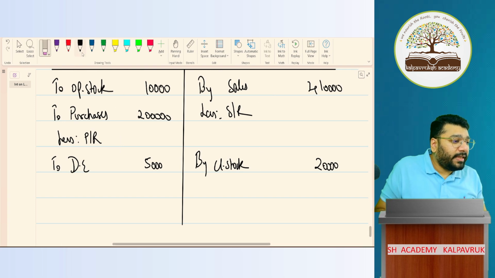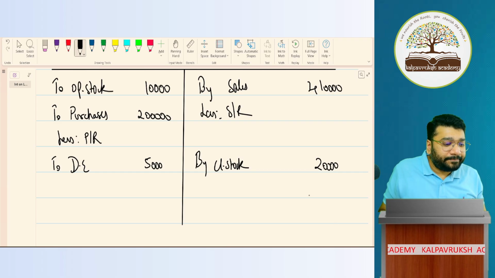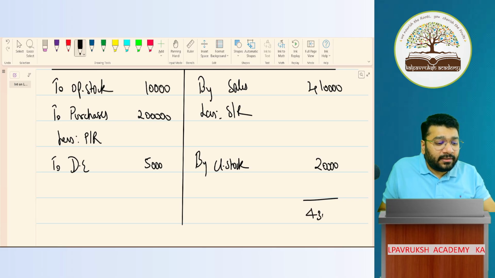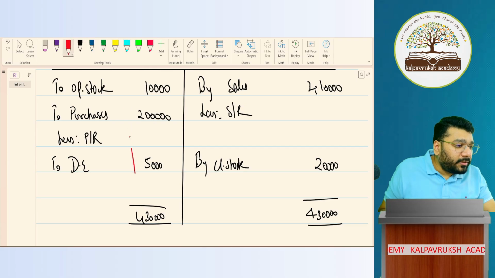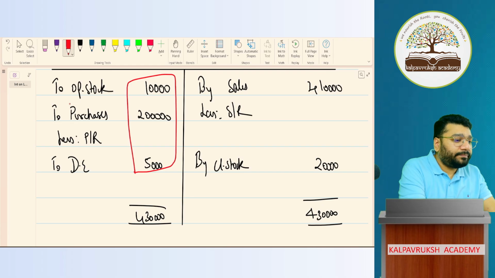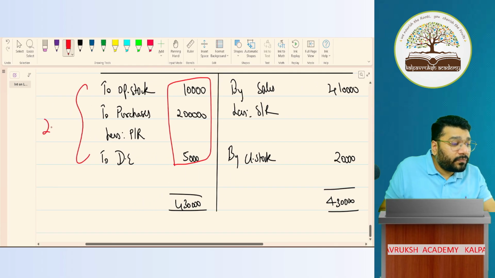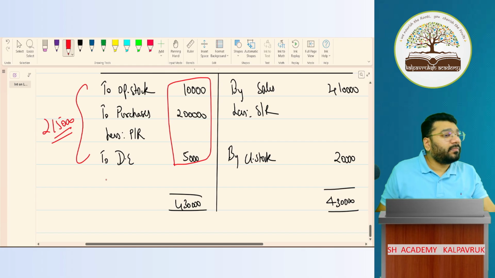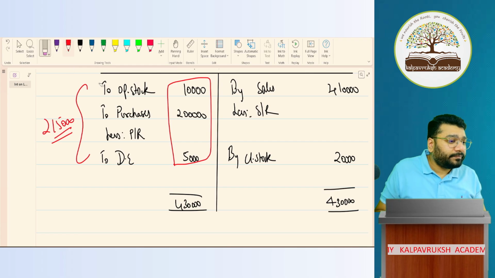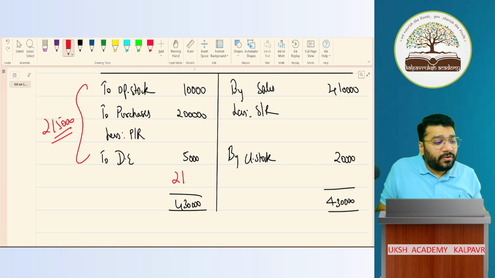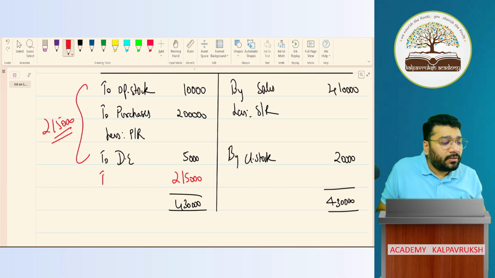Now, can you please tell me what is the total of the credit side? 4,30,000. The total here also has to be 4,30,000 only. But what is the total here? 2,15,000. Income side 430, expense side 215. What is the difference amount? 2,15,000 rupees. This is called gross profit.